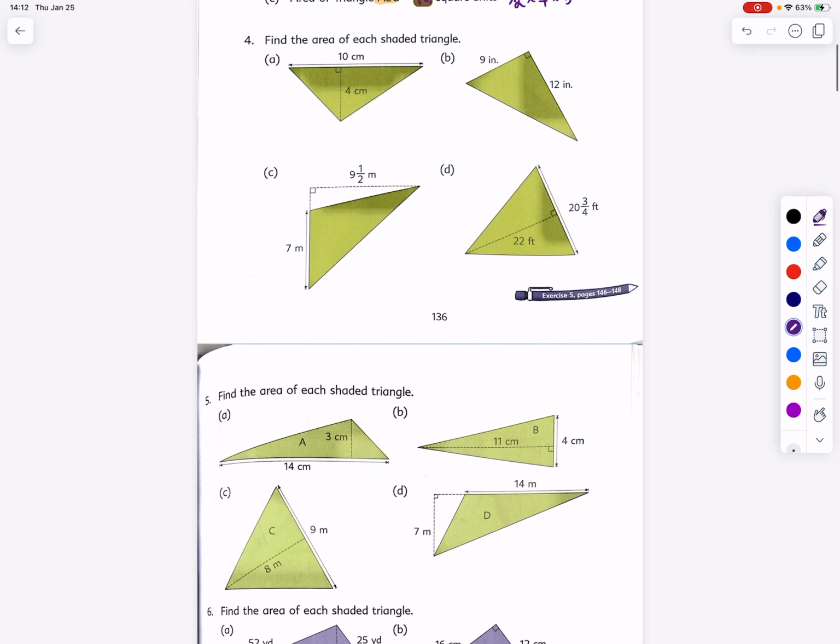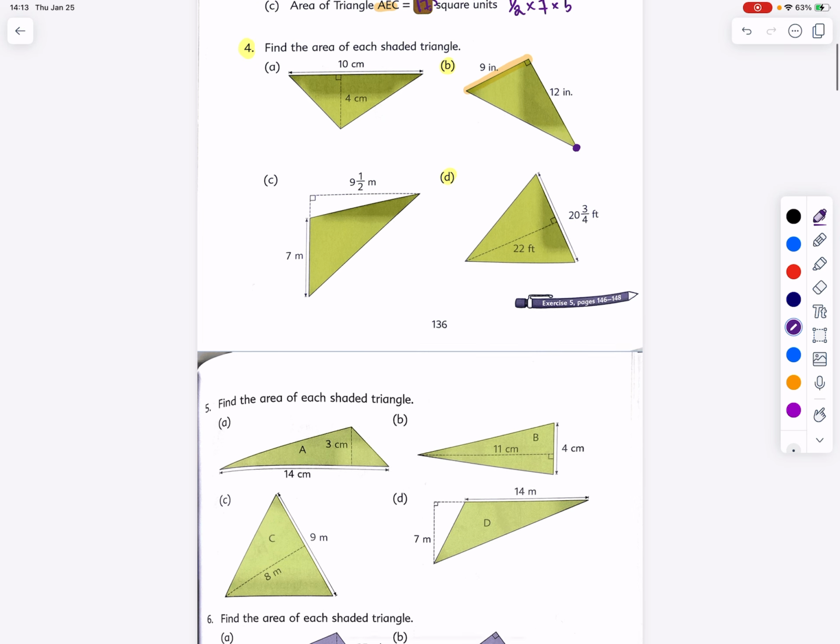Let's take a look at number 4. We have more examples. I'm going to solve B and D. Step 1, every time you're looking at triangles, it is very helpful to identify the base and height. Let's take a look at B. We have two choices. One of them can be base equals 9. If base equals 9, we're going to quickly find the vertex that is opposite of the base, and then we're going to drop a line down to the base.